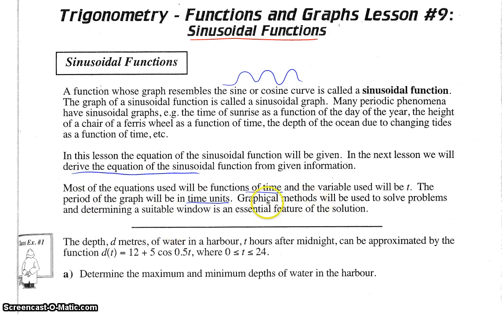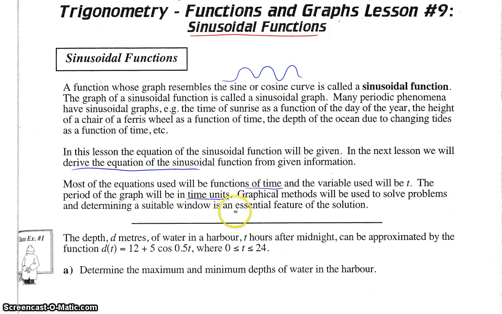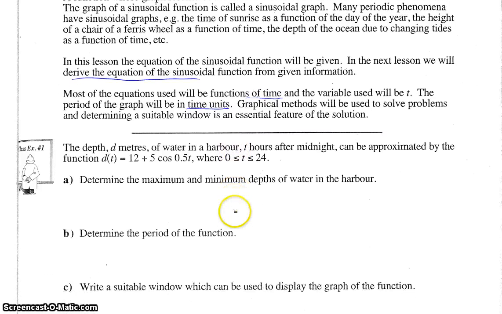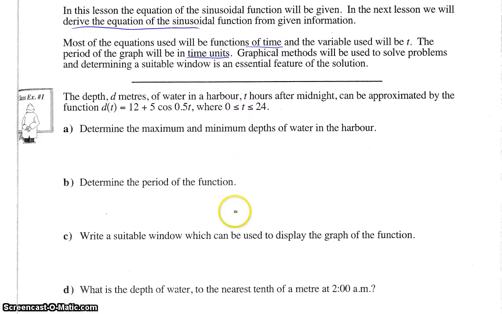We're going to be using the graphing calculator to solve some of these, and as a result, we have to determine a suitable window setting. Otherwise we're not going to get the right graph. So let's take a look at an example of how we would do this in example 1.